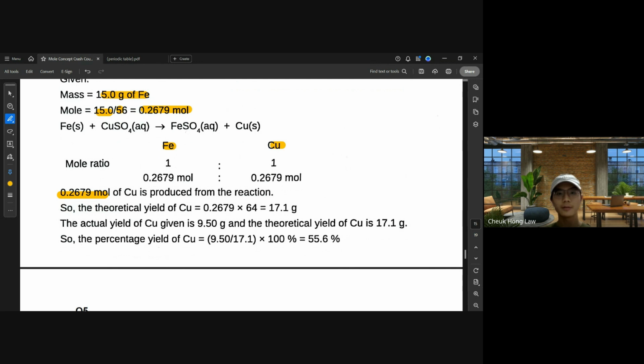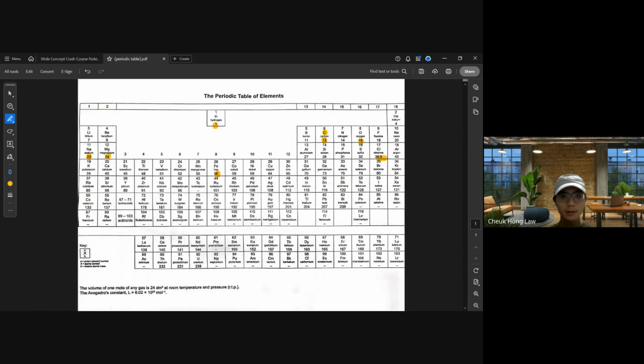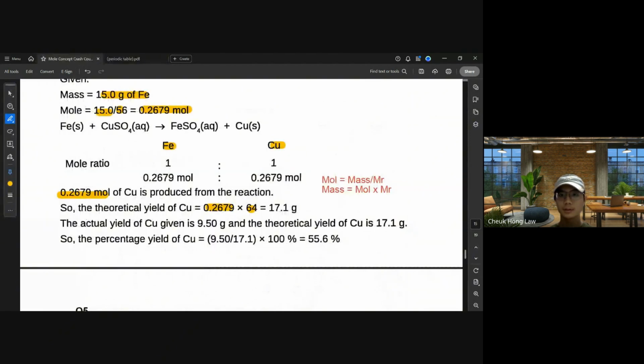That means you can find the theoretical yield now. Now we know the number of moles of copper. So we can find the theoretical yield, which is the theoretical mass of copper formed. So it will be the number of mole, 0.2679, times the Mr. What is the Mr of copper? It is 64. Okay, so I multiply together, I'll get 17.1 grams. So this is the theoretical yield. This is what you expect to get. Okay, 17.1 grams of copper.